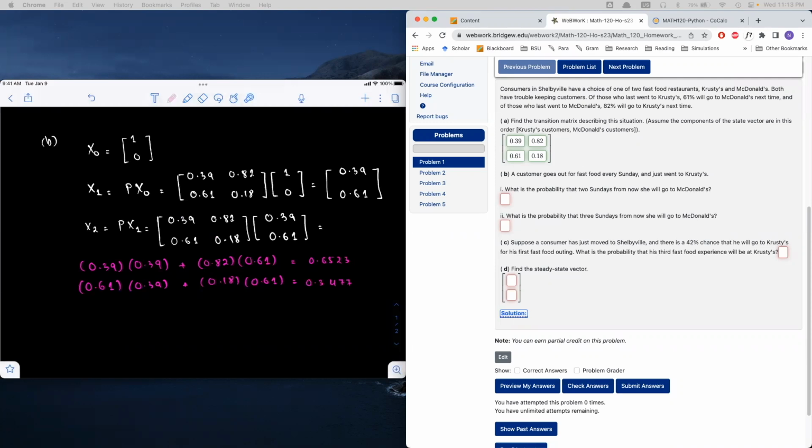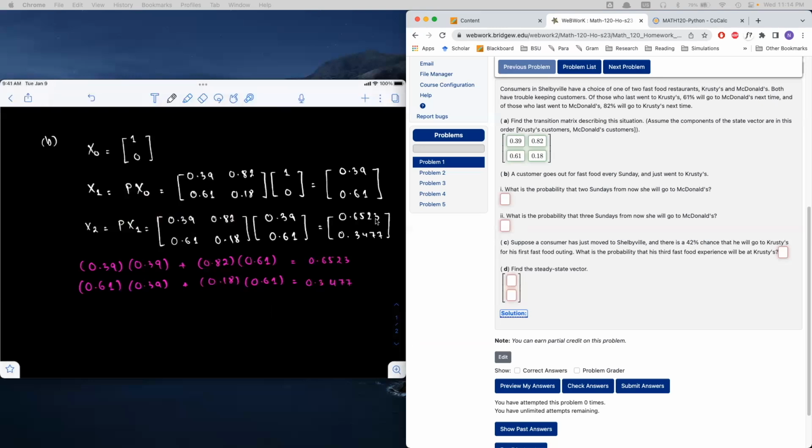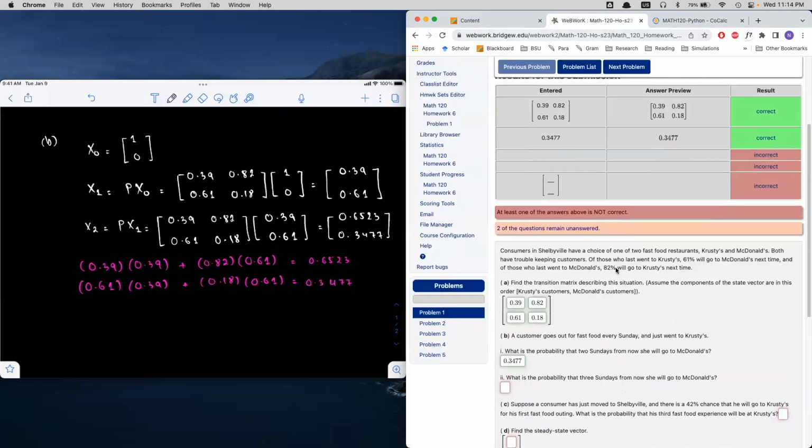So you write down the answer in matrix form: 0.6523 and 0.3477. All right, so the probability that 2 Sundays from now she will go to McDonald's is 0.3477. Because we identified that the first state is the state of Krusty customer, and the second state is McDonald's customer. So this should be equal to 0.3477. Check your answer, and that is correct.